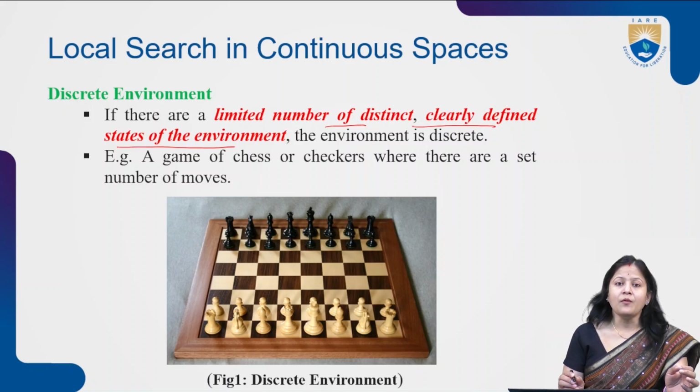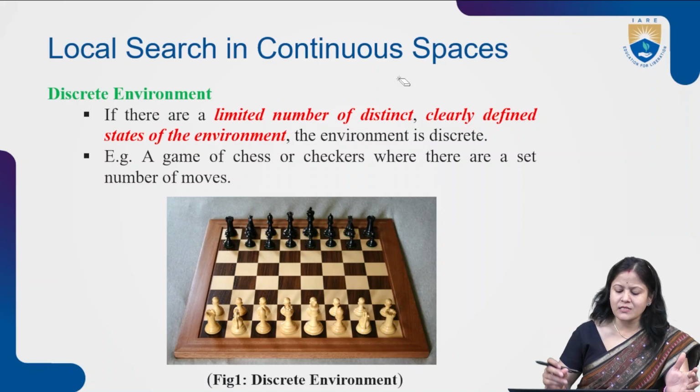For example, a game of chess or checkers, where there is a set number of moves. The picture given on the screen is a chessboard, and we already know that while playing the chess game, how many possible movements there are, and the protocol for playing the chess game, everybody knows. So that is called the clearly defined states of the environment. A discrete environment consists of a distinct number of movements, distinct number of states, and the state space. Here the complete chessboard is the state space where the game will be played. This type of environment is called a discrete environment.